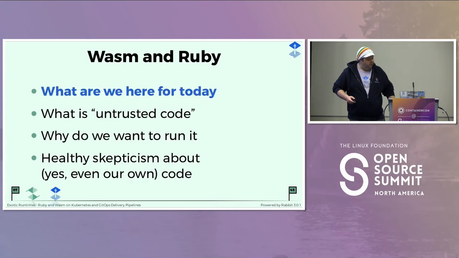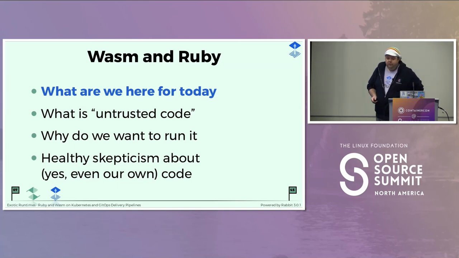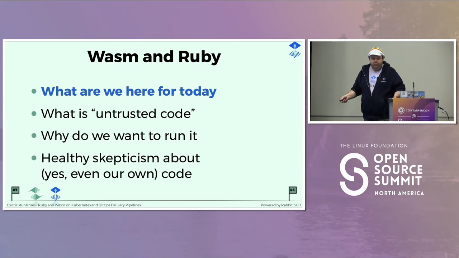So, okay, what are we here for today? Wasm and Ruby, I think, primarily. And what is untrusted code and why do we want to run it? Well, I will tell you a secret, I do not trust any code. That's probably false. If you look at what I do from day to day, I'm probably trusting lots of code. But in a sandbox, that's what Wasm is built around, a sandbox for running untrusted code, which is very helpful if you are on a web browser or if you're on a server. So we're primarily going to focus on a server today.